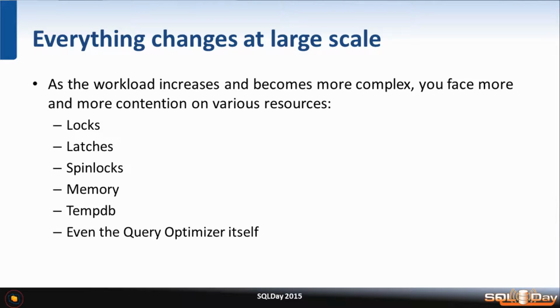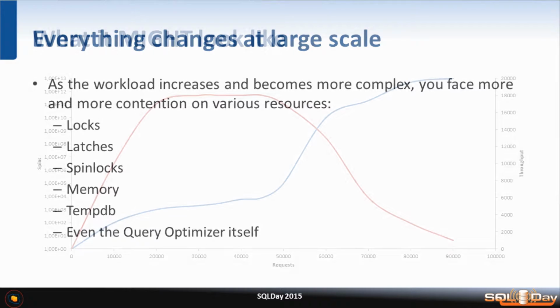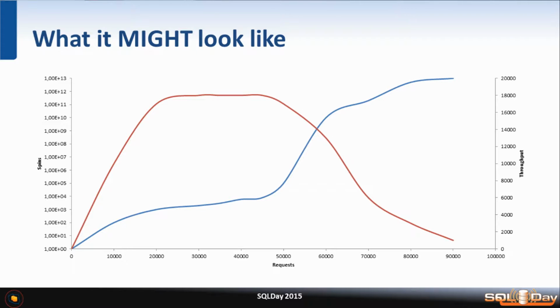What it might look like is like this. The red line is the throughput, in terms of number of transactions. And as the number of requests grows, from 0 to 90,000, we can see that the blue line is contention. In this case, it's a contention represented by spin locks. That's a particular type of contention that shows here. But in any situation where you have a resource contention, you will see more or less the same pattern.